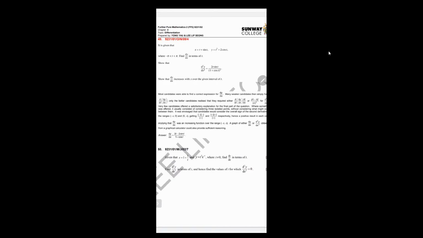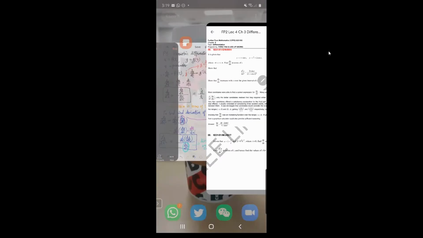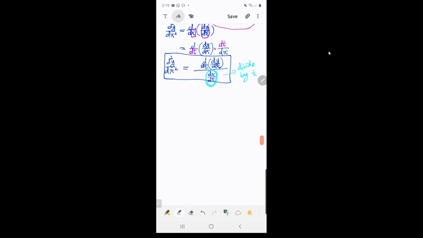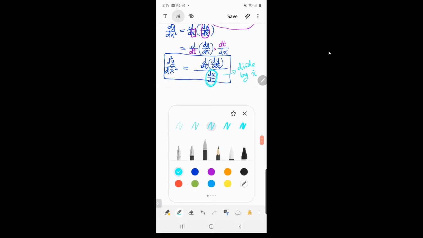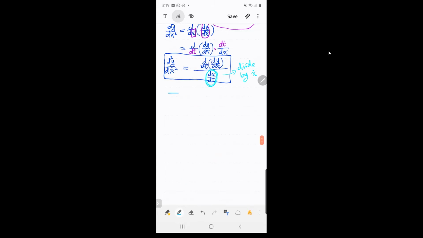This is actually a P3 question. So you should know how to find dy dx by using chain rule. So basically, you have to find x dot and also y dot. So we look at question 49.